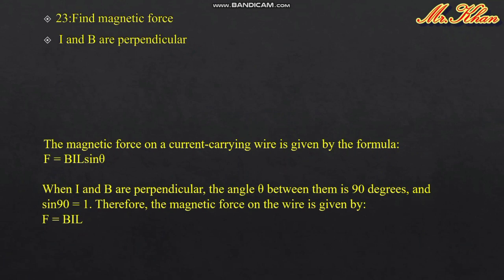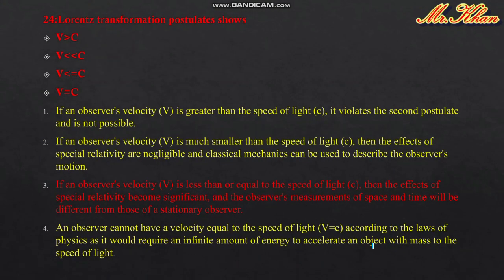Question 23. Find magnetic force when I and B are perpendicular. The magnetic force on a current-carrying wire is given by the formula F equals BIL sine theta. When I and B are perpendicular, the angle theta between them is 90 degrees, and sine 90 equals 1. Therefore, the magnetic force on the wire is given by F equals BIL.